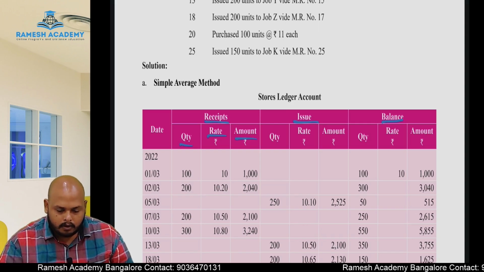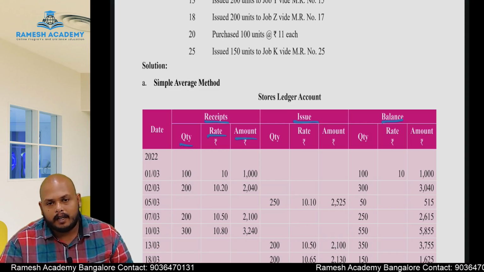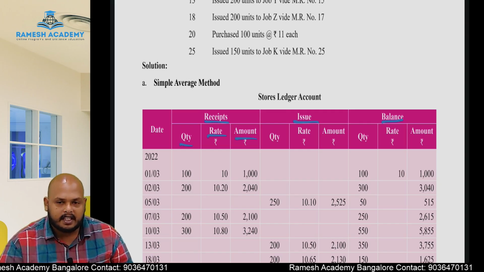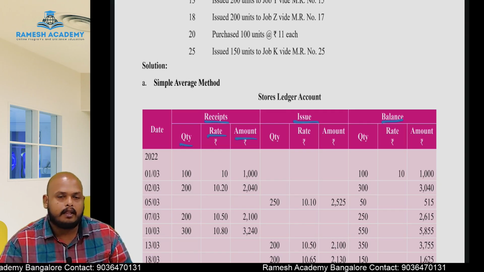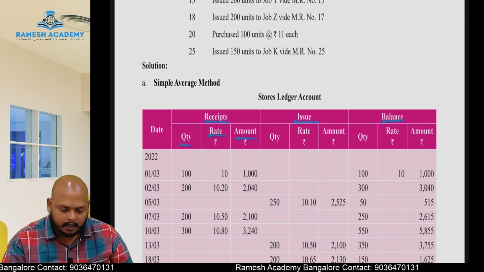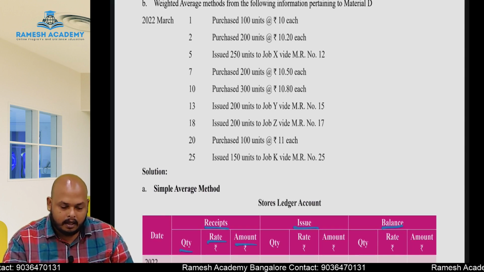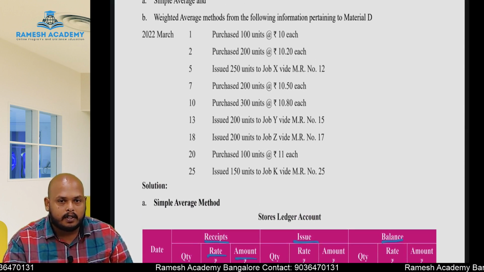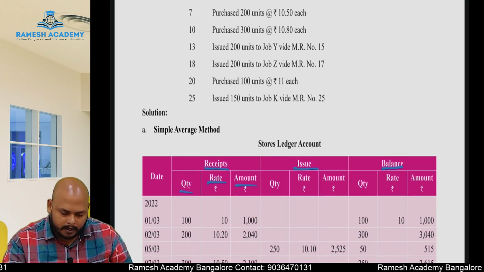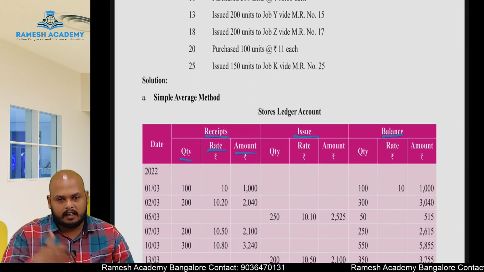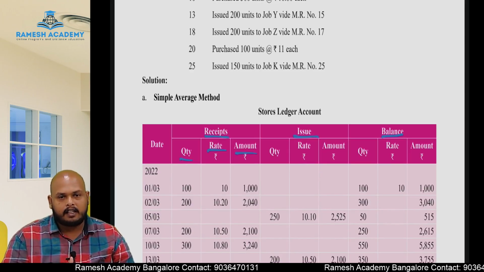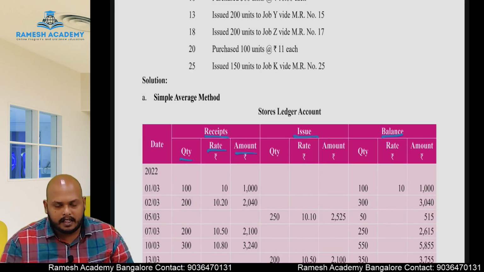Okay? So in the stores ledger account, how many columns will be there, Nana? 3 columns. One is the receipt column, another is the issue column, and the third is the balance column. First, what is the first transaction? Purchase. Purchased how many units? 100 units. What is the price per unit? 10 rupees. See, purchase means receipt. Purchase means it will come inside the organization.